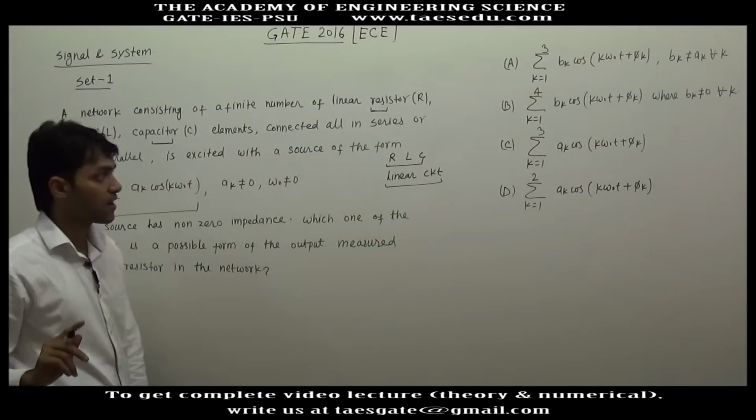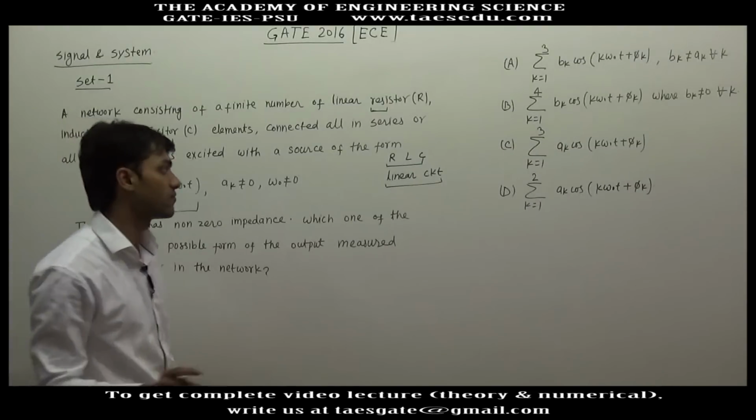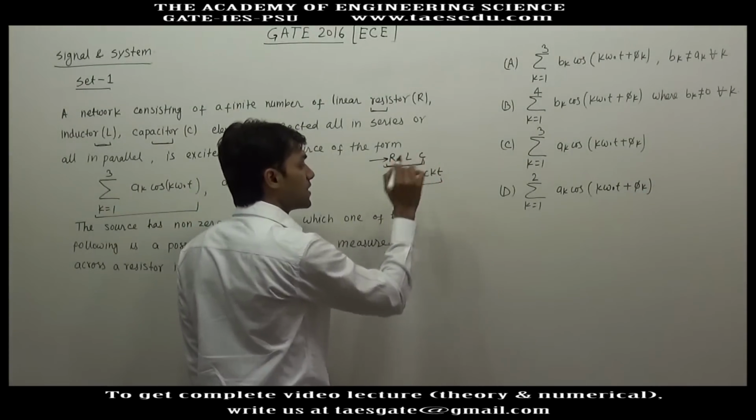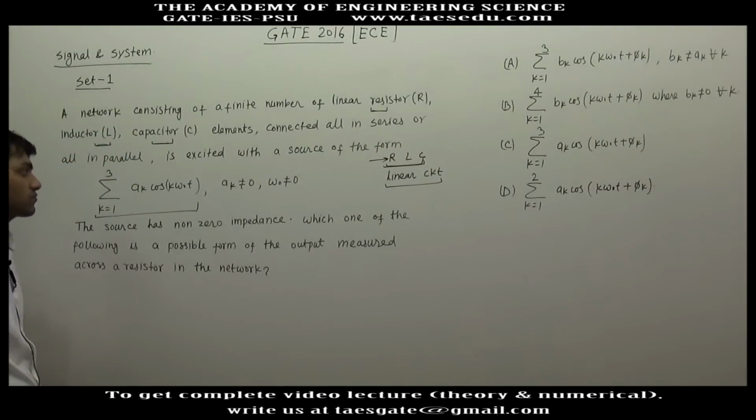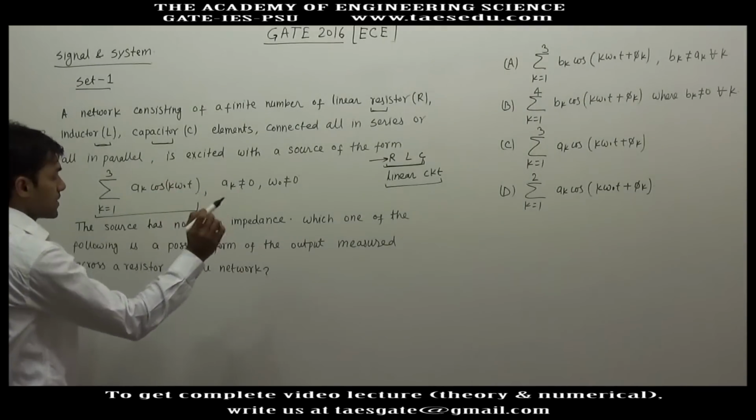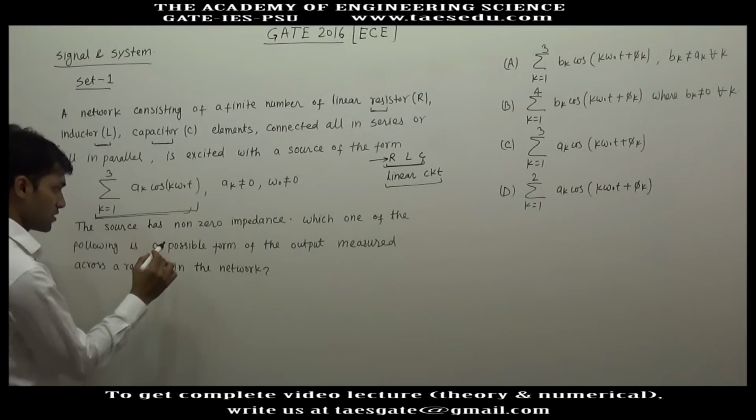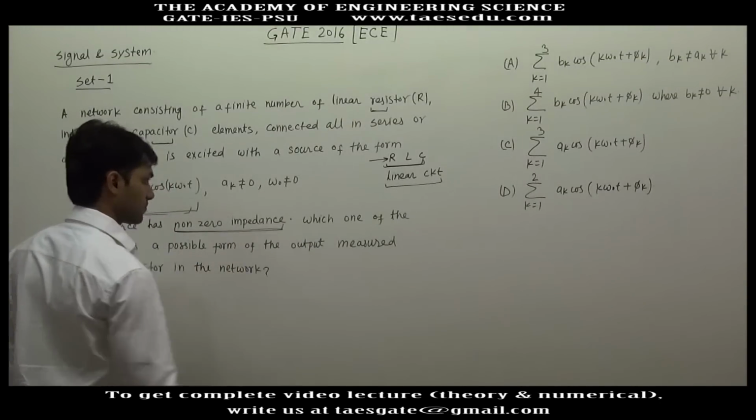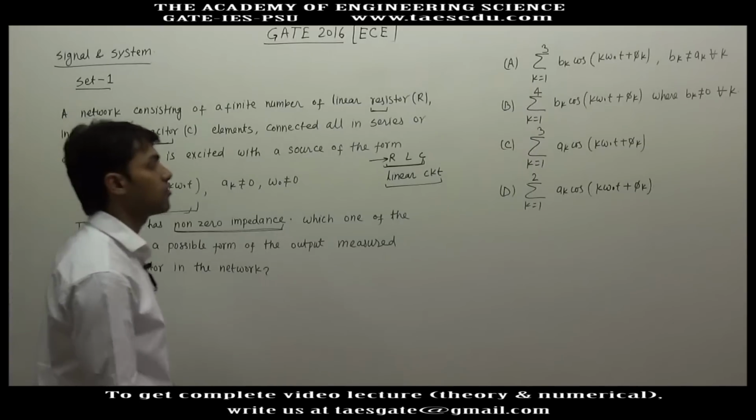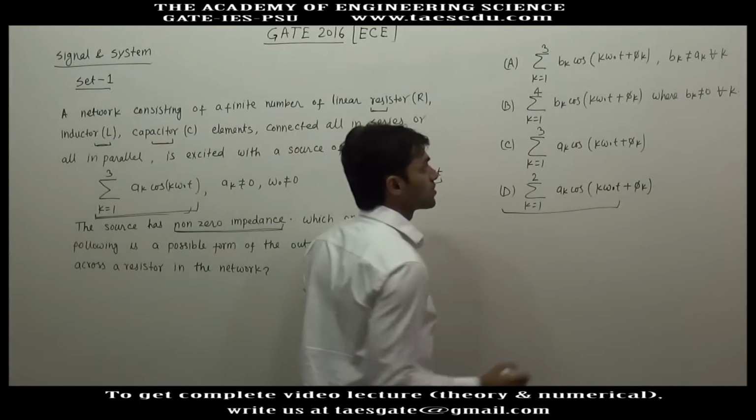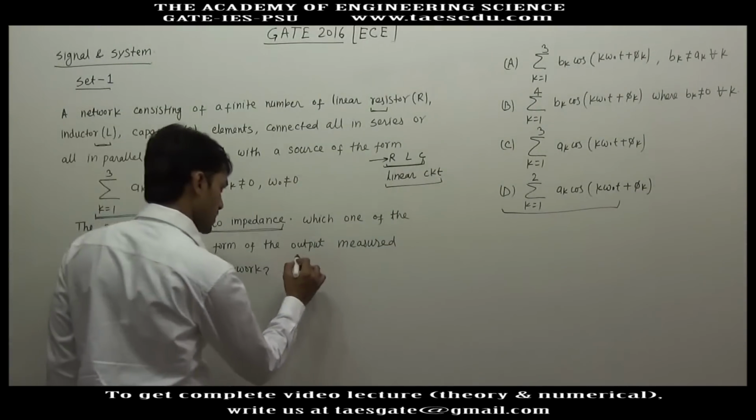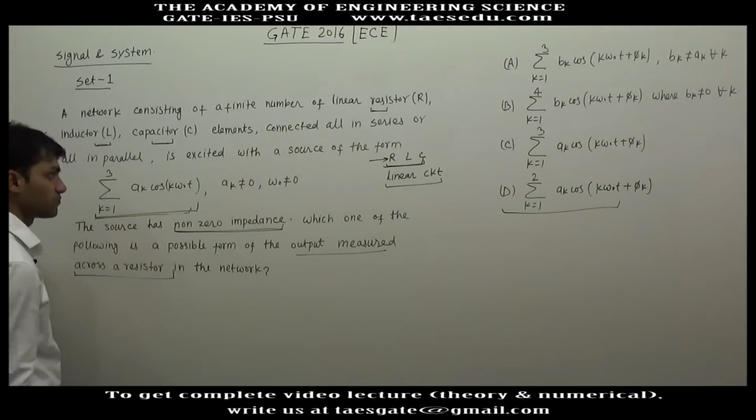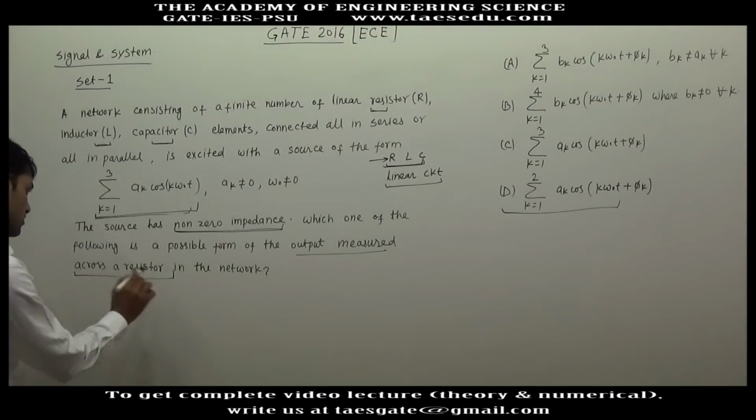If the circuit is free from any switches, no switches are involved, and the circuit is an RLC circuit, that circuit will behave as a linear circuit. We can apply the superposition theorem to that circuit. Okay. And this circuit is connected to a source which has non-zero impedance. So we have to find out the form of output. We are given 4 options. So in general, what will be the form of the output voltage across any resistance? The output is measured across a resistor.